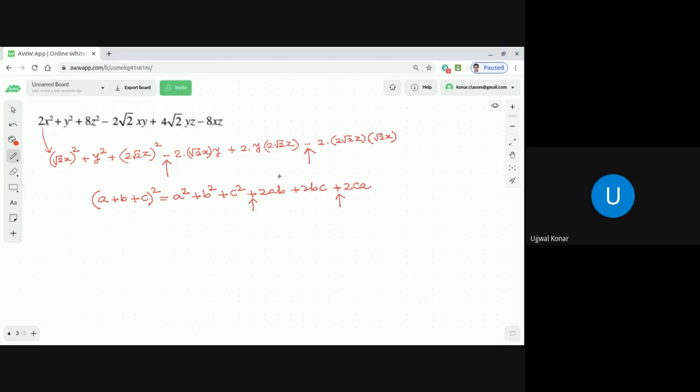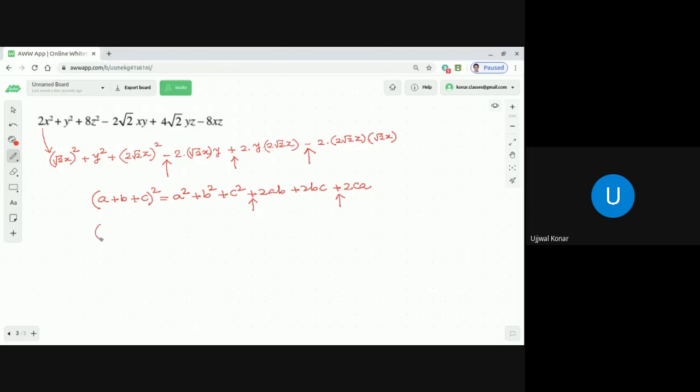As this is positive, that means what? Both y and 2 root 2x have to be positive, right? Sign. Or both negative. Correct or not? Yes, sir. Now, as zx is negative, if you look into the third term, 2 root 2 z and root 2 x, that means what? One positive, one negative. Correct or not? Yes, sir. So now that is the formula we need to apply.